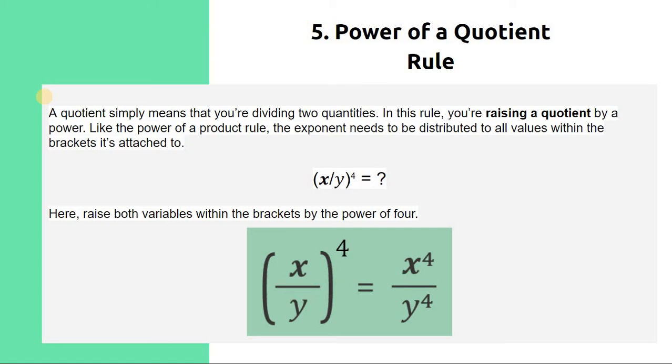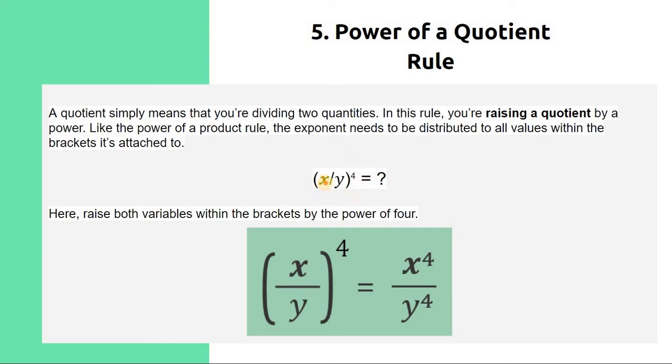Number 5, we have the power of a quotient rule. So, a quotient simply means that you're dividing two quantities. So, we have established that already. No? And you are raising a quotient by a power. So, like the power of a product rule, the exponent needs to be distributed to all values. So, ang gagawin mo pa rin ay i-distribute mo itong power sa lahat ng values in an equation.